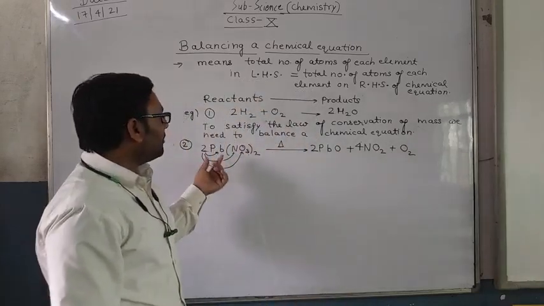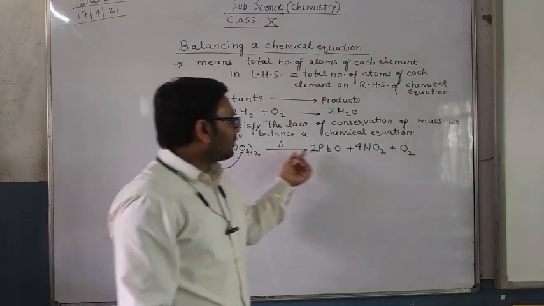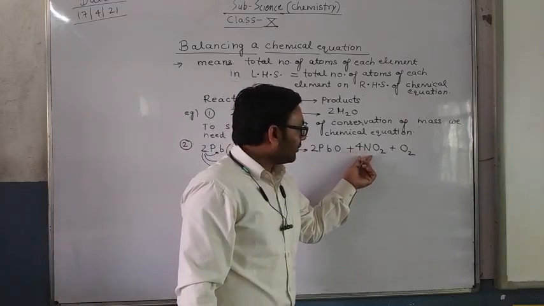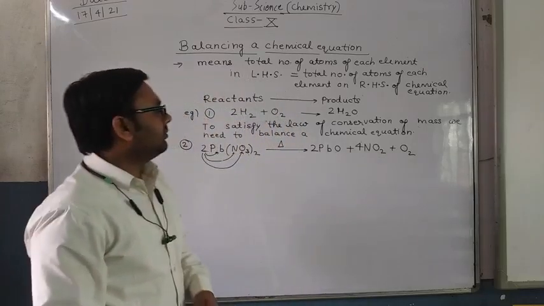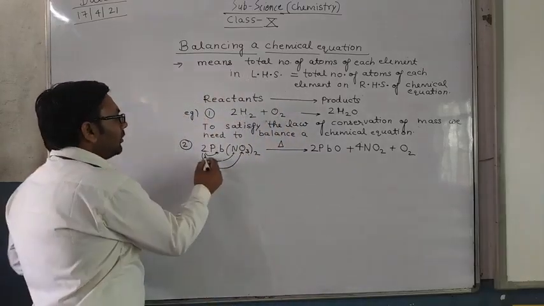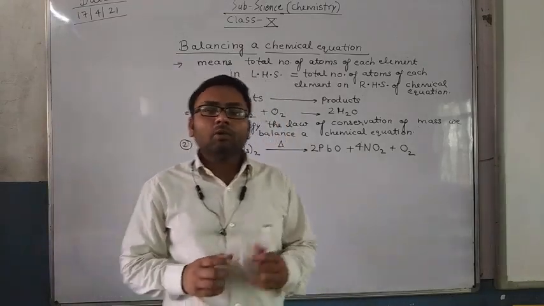You can see the total number of atoms of each element on the left hand side is equal to the total number of atoms of the same element on the right hand side. Now this equation is balanced. This is how you have to balance each and every chemical equation. I hope you have understood this.